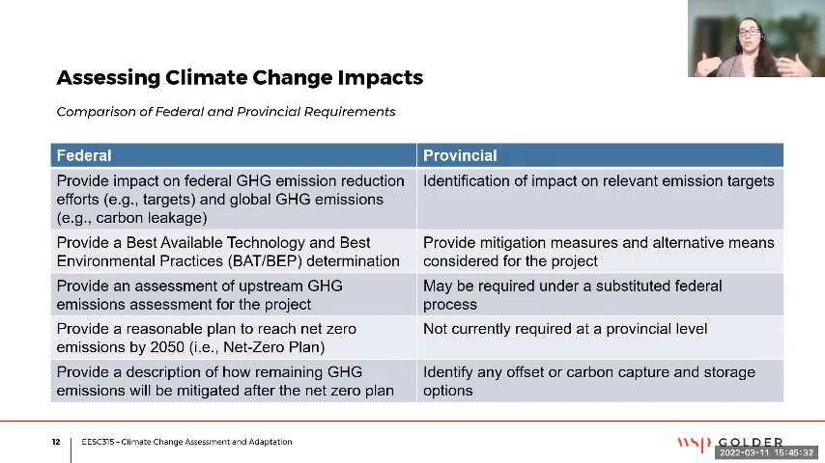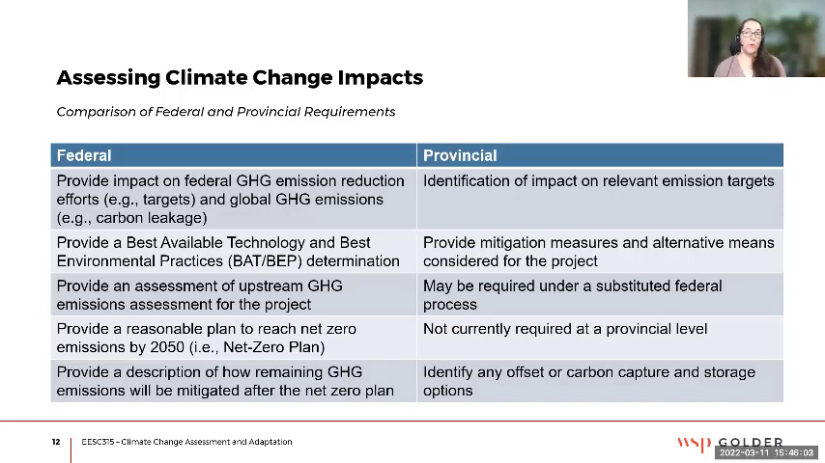When you talk about the mitigation measures to help reduce the emissions, the requirements under the federal process are much more detailed. It's a much bigger exercise to do the best available technology, best environmental practice determination, because you're doing that across multiple categories, not just the emissions reductions, the environmental side. Provincially, you're looking at alternative means and mitigation measures. You don't have to go into all of, say, the cost analysis or like a social impact.